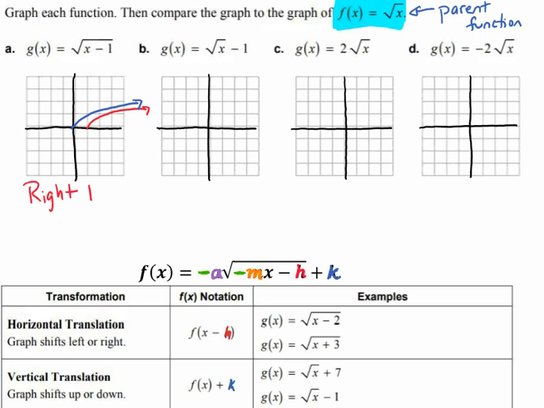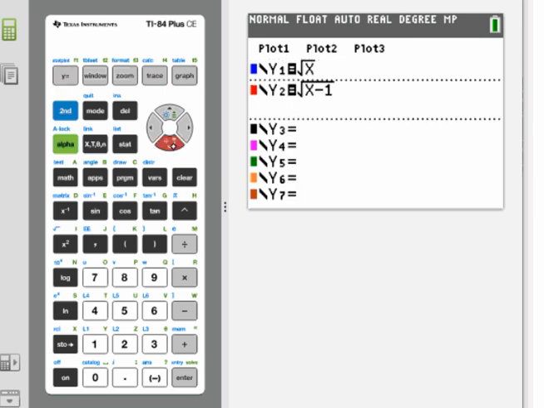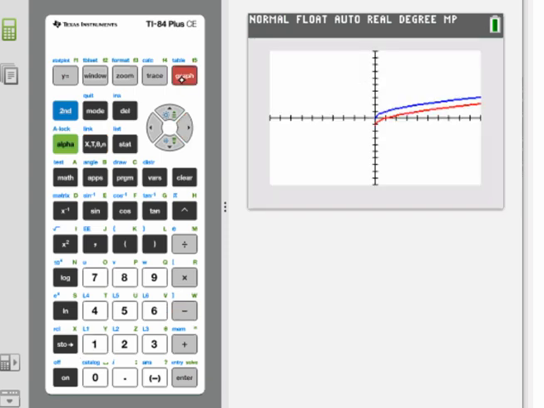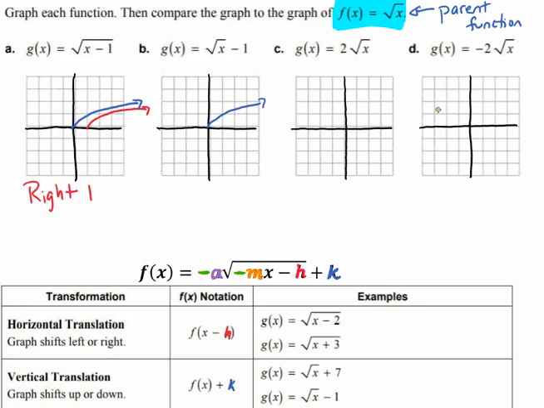Now for letter B, we know our parent function is going to be the same. That's not going to change. But now we're going to pull up our graphing calculator, and instead of having the square root of x minus 1, we're going to have the square root of x, then subtract 1. When we graph that, we see that now it's moved down. So when we sketch that here, we can say that that moved down one place.